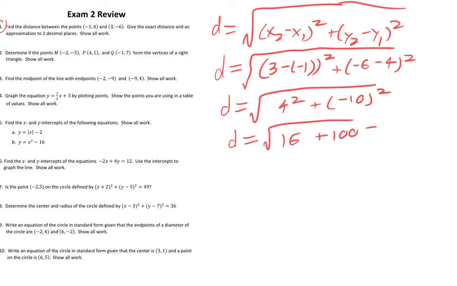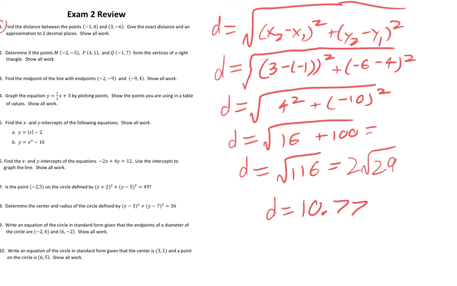Means that d is going to be equal to the square root of 16 plus 100, which is equal to the square root of 116, which is equivalent to 2 square root 29, or an approximate answer is going to be the distance is approximately 10.77.